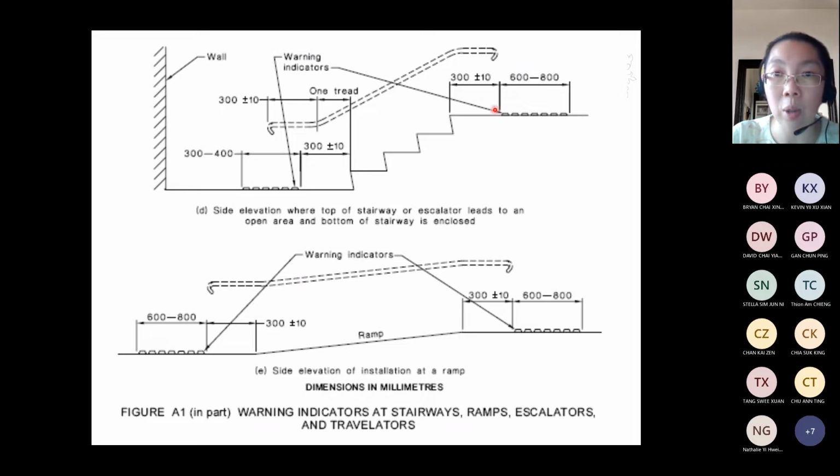So how do we install it? About 300 mm away from the hazard, we need to install this. Warning indicators, about 300 mm away.